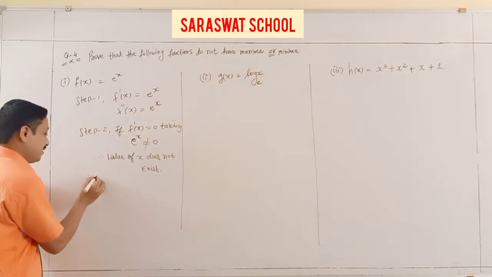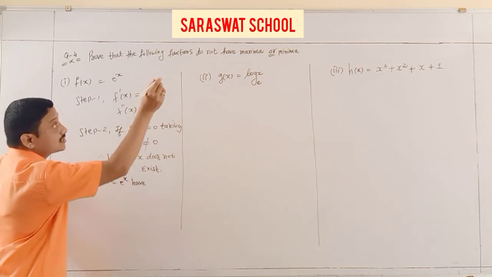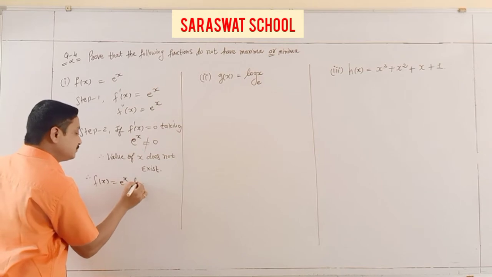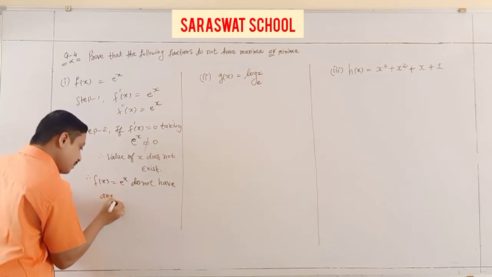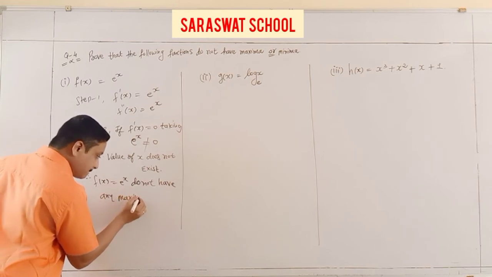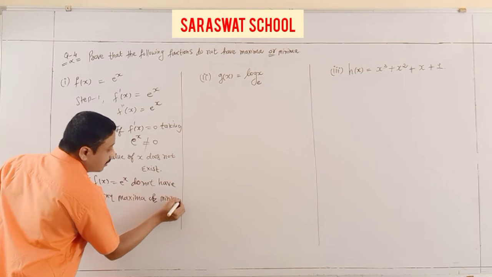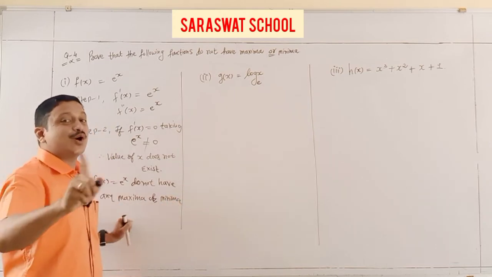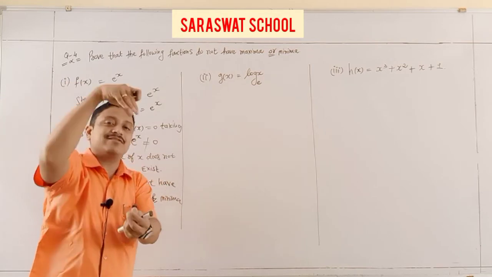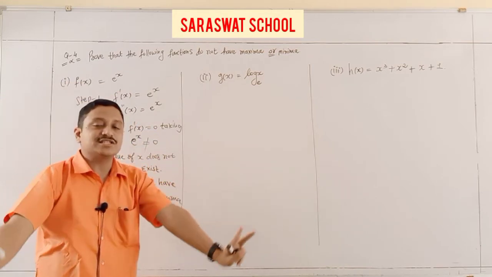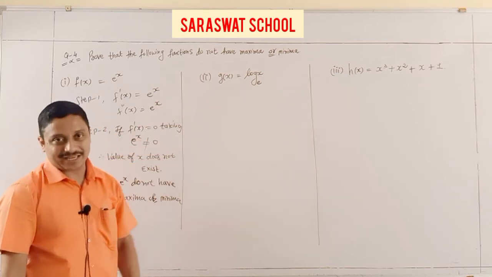Yes, therefore f x is e raised to x does not have any maximum or minimum value. I mean, minimum or maximum value does not exist. This graph is only going ahead, it does not intersect with the x-axis, nor with the y-axis. Yes. Now continue to the second.